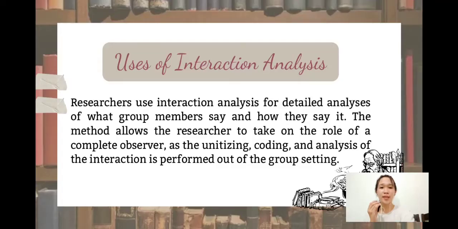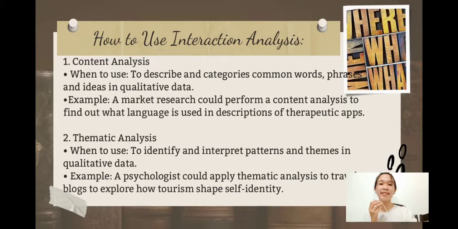Next is the uses of interaction analysis. Researchers use interaction analysis for detailed analysis of what group members say and how they say it. The method allows the researchers to take the role of a complete observer, as the unitizing, coding and analysis of interaction is performed out of the group setting. Next slide is how to use interaction analysis.